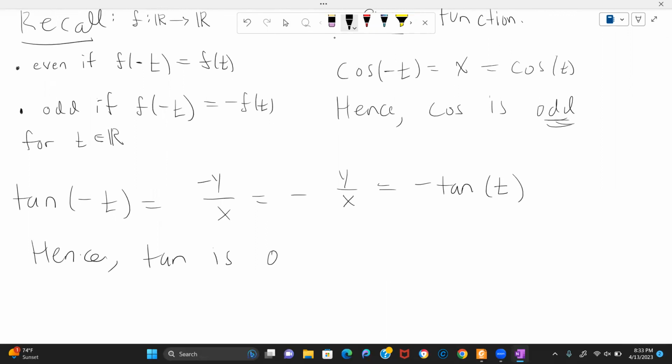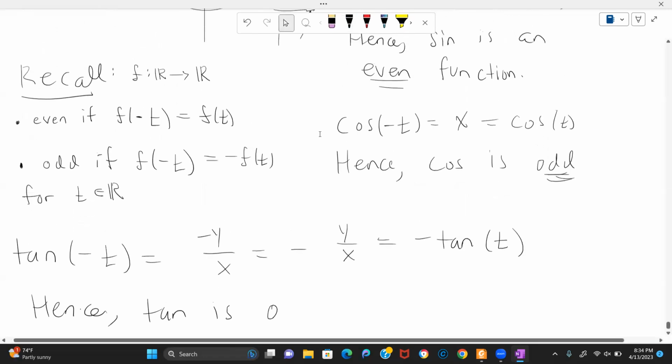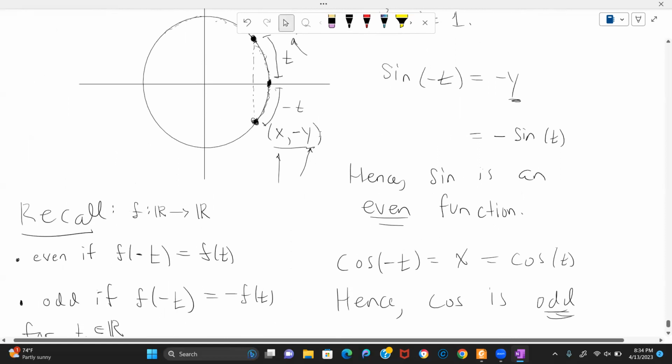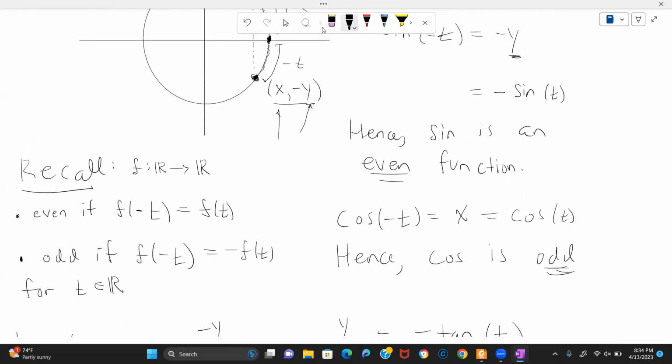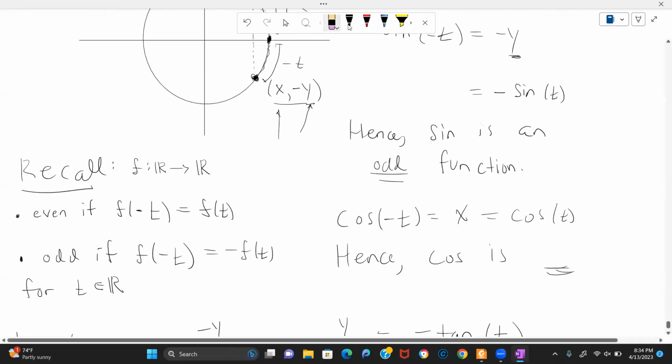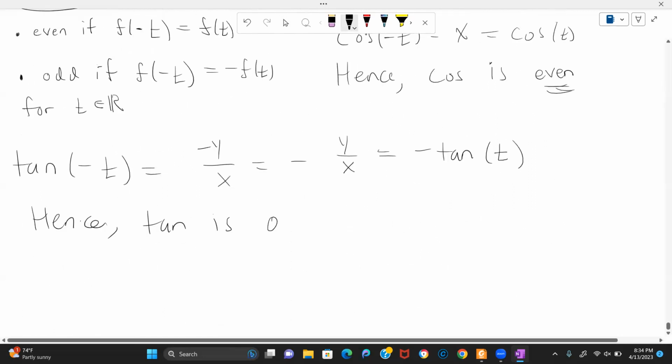Wait. Something's not right. Hold on. I feel like I did something wrong actually. I got this backwards. Sorry, I did do it backwards. Okay, the sine function is odd. The cosine is even. So that means the tangent is odd.